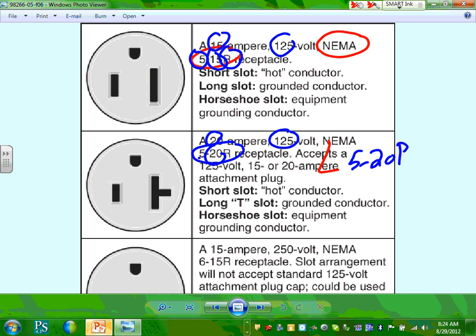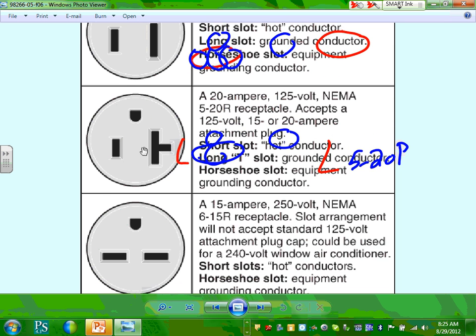So if you put L, it's locking type, the one that you push and twist. 5 is 120, 20 is a 20 amp, and P is a plug. And you put L here, L5-20R. This is the receptacle, the locking type, like that one right in front of you. So that's basically the 20 amp.